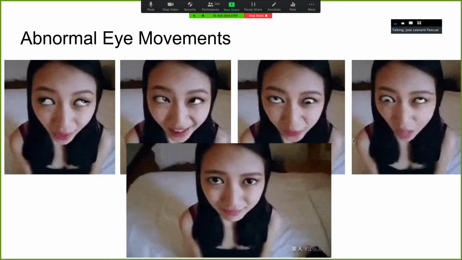Abnormal eye movements. So as someone asked earlier, is it possible? How do they do it? It's by suppressing. So I don't know how many of the class can do this.